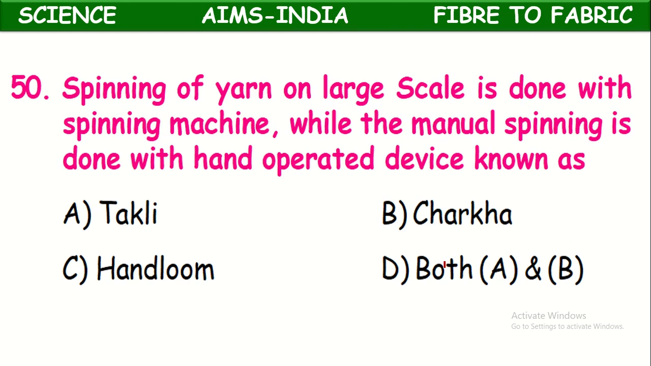Next, spinning of yarn on a large scale is done with a spinning machine, while manual spinning is done with a hand operated device known as charka, or it is also called takli. So we can say charka or takli. Yarn is made from the fiber by using these hand operated devices, takli and charka.